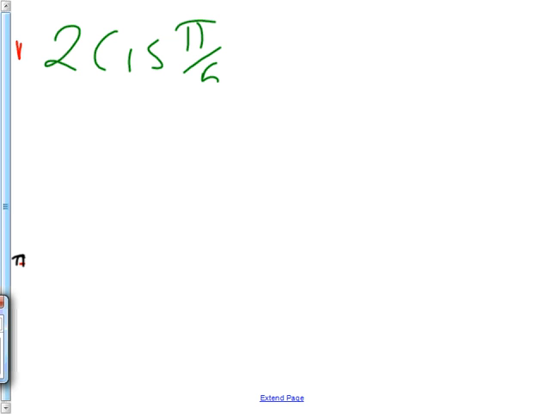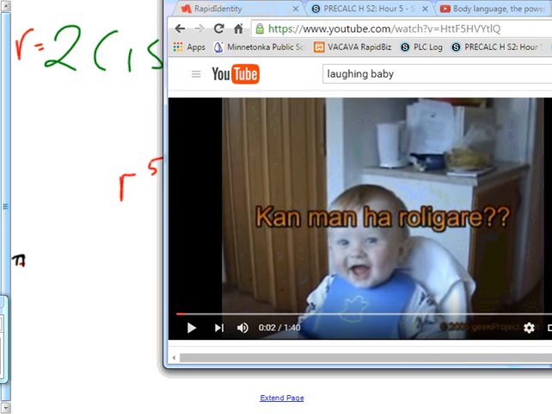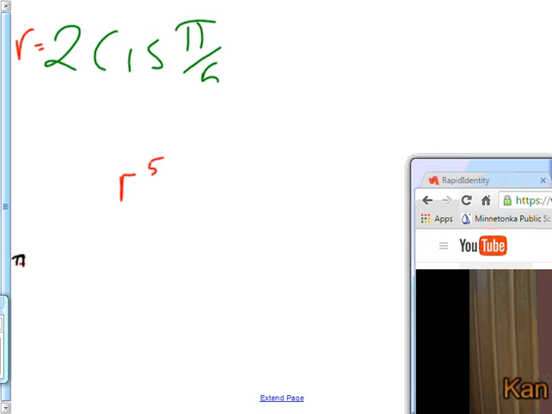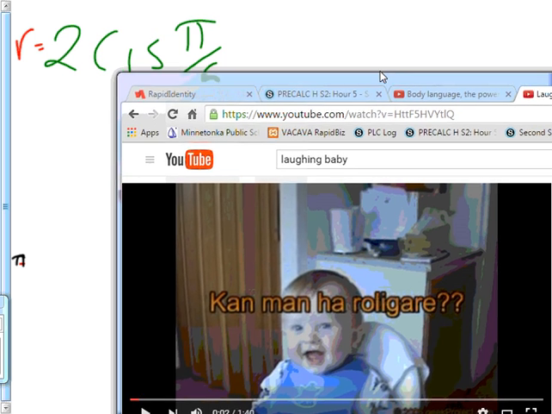If this is r, then what is r to the 5th? Good. I hope you remember more than that. If not, quadratic formula.